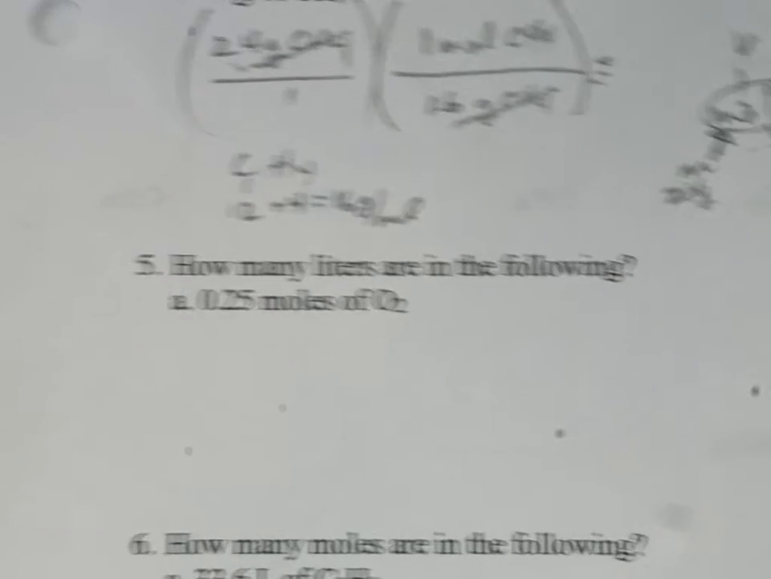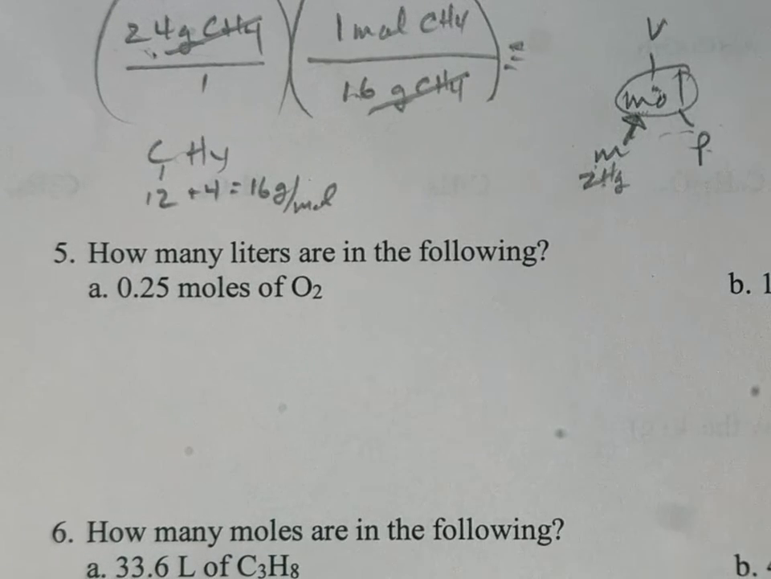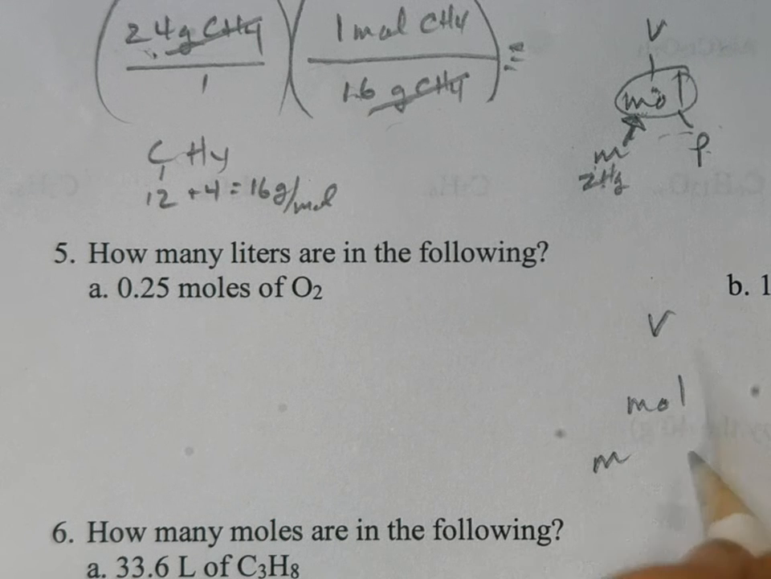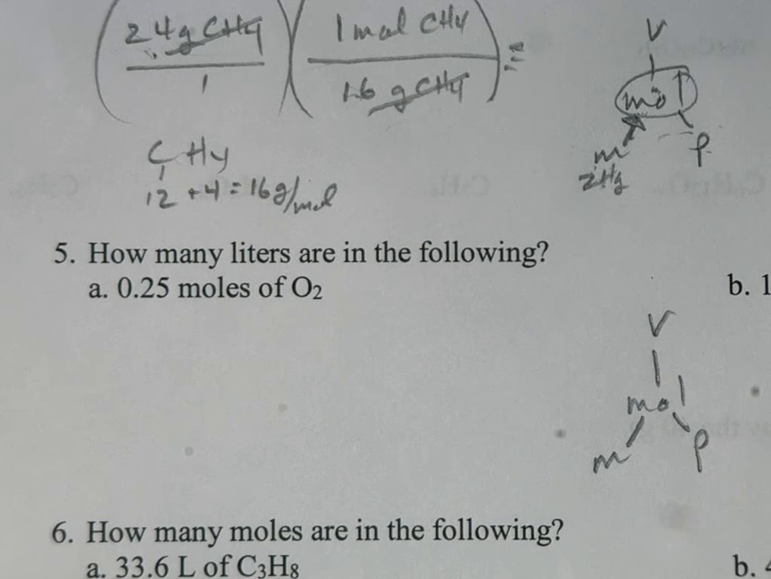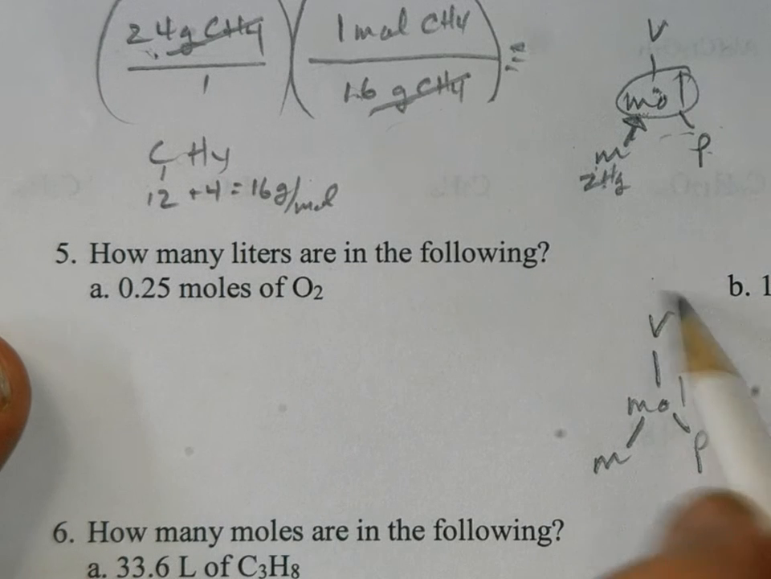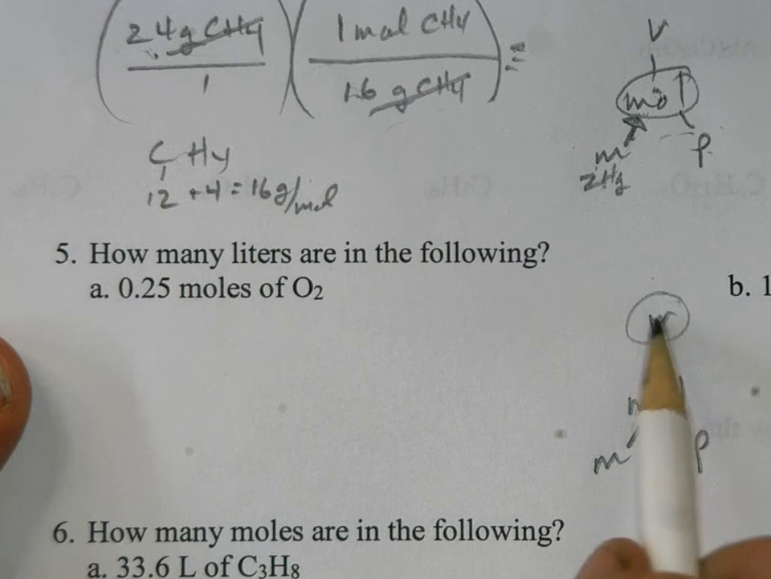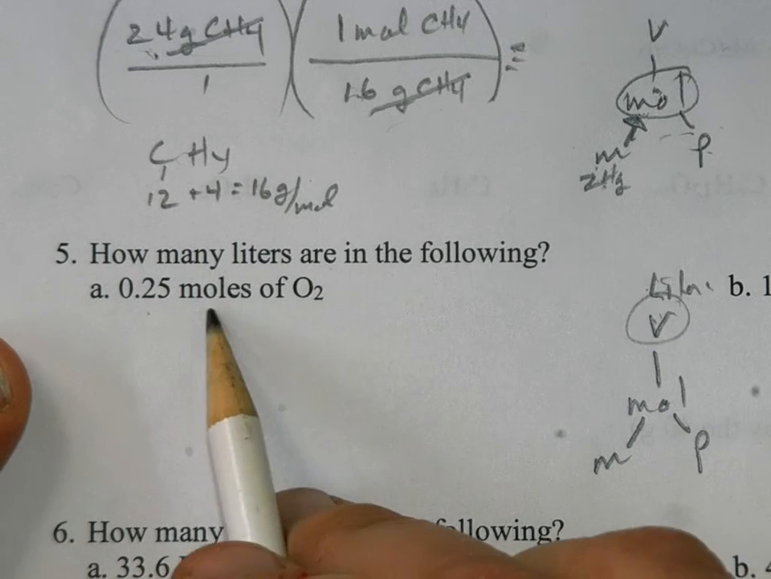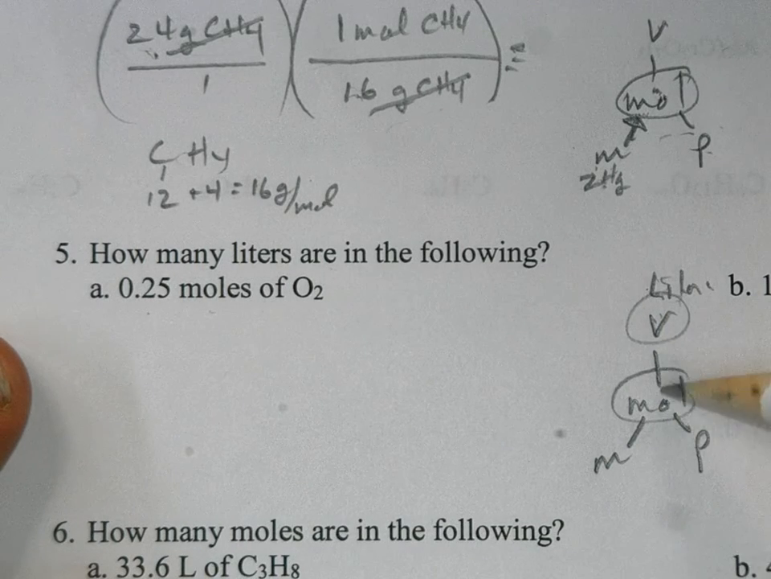Now for number 5, I'm going to draw, again, MVP. A little roadmap for what we're doing. How many liters are in the following? So we need to end up over here at number of liters. That's going to be the volume. And we're starting, oh, that's nice, we're starting at moles. So it's just a one-step conversion.